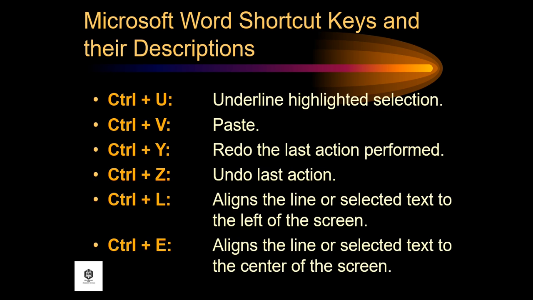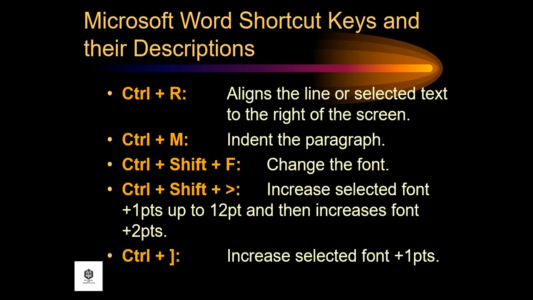Ctrl L, aligns the line or selected text to the left of the screen. Ctrl E, aligns the line or selected text to the center of the screen. Ctrl R, aligns the line or selected text to the right of the screen. Ctrl M, indent the paragraph. Ctrl Shift F, change the font.